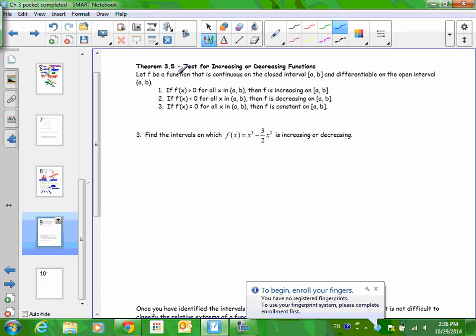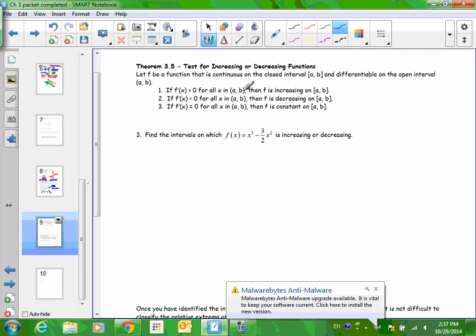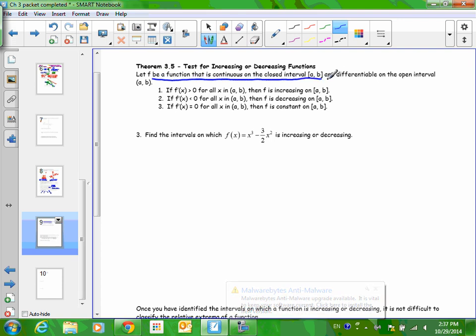So we have this theorem. It doesn't have any special name. It's just theorem 3.5. We're not going to do a theorem write-up over it. It really is just a test for increasing and decreasing. So we have f, a function that's continuous on the closed interval. Sound familiar? Same stuff as before, and differentiable.